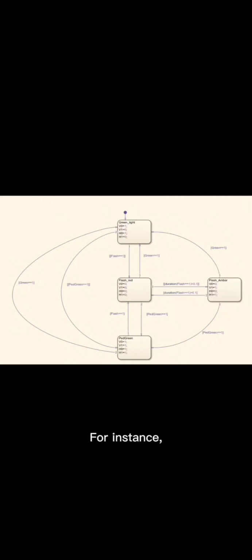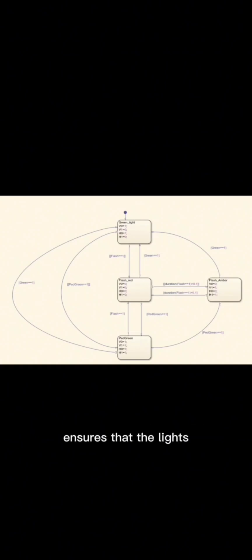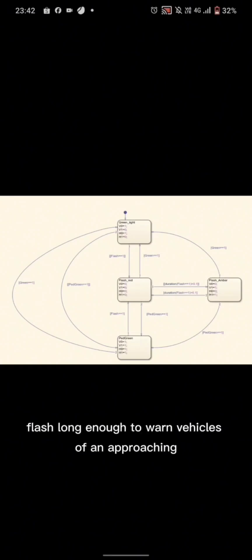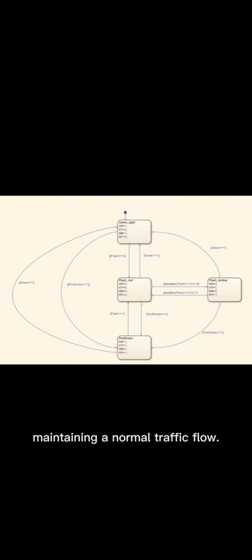For instance, the condition duration, flash == 1, 0.1, ensures that the lights flash long enough to warn vehicles of an approaching train or allow pedestrians to cross safely. Similarly, the system automatically returns to the car_BTN state when no trains or pedestrians are detected, maintaining a normal traffic flow.